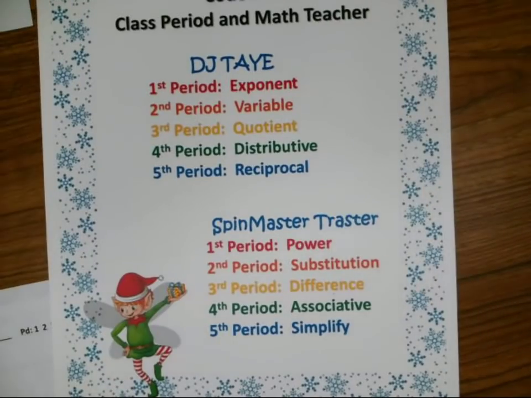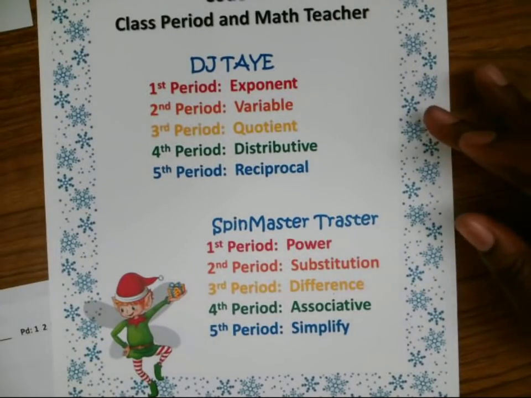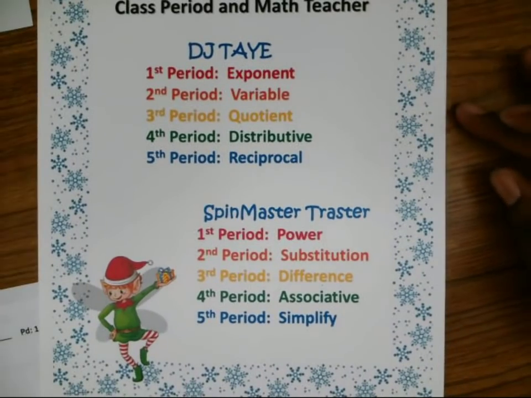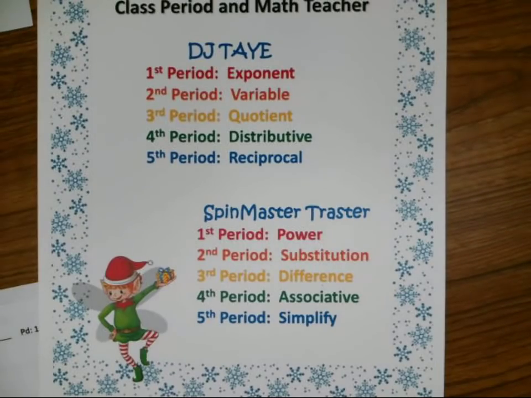And if you have Spin Master Traster, you have first period, you are power. Second period, substitution. Third period, difference. Fourth period, associative. And fifth period, simplify. Awesome. So, DJ Tay, what period are you going to go with? I think I did second the last time. So I'm going to give a shout out to my third period today. Third period. Yes. All right.